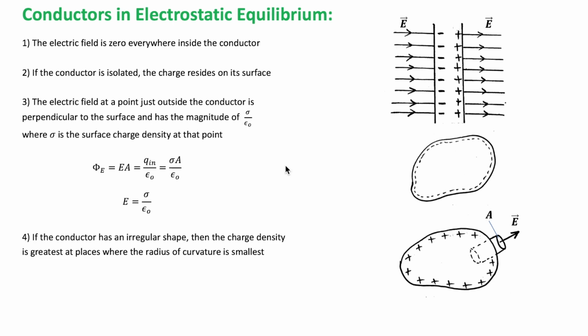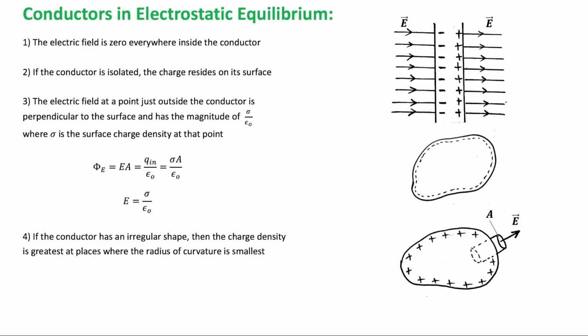Another property of a conductor in electrostatic equilibrium is that if the conductor is isolated, the charge resides on its surface, okay? And this can be shown using Gauss's law. If we draw a Gaussian surface inside the conductor, so this dotted line is the Gaussian surface, and we make it as close to the surface as possible, then, since the electric field inside the conductor is zero, it follows from Gauss's law that the net charge inside the Gaussian surface is zero, and so any net charge on the conductor will reside on its surface, right?